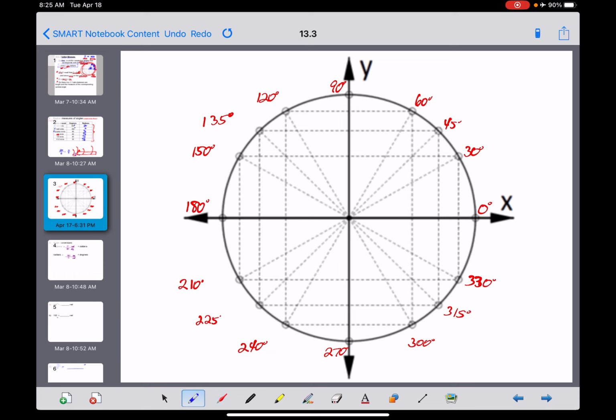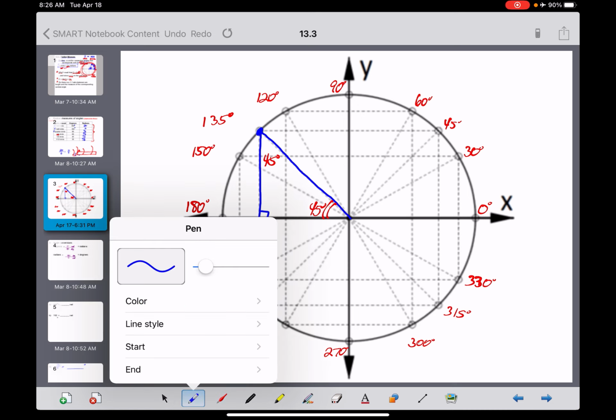Those are the 16 angles going around the unit circle where special right triangles are formed. What do I mean? If I were to just pick one of them, like this 135 degree angle, if I were to draw the radius, which always goes back to the origin, and then an altitude, which always goes straight down to the x-axis, you form a triangle right here with a 45 degree reference angle. So this is a 45, 45, 90 triangle. So that's why these 16 angles are special.